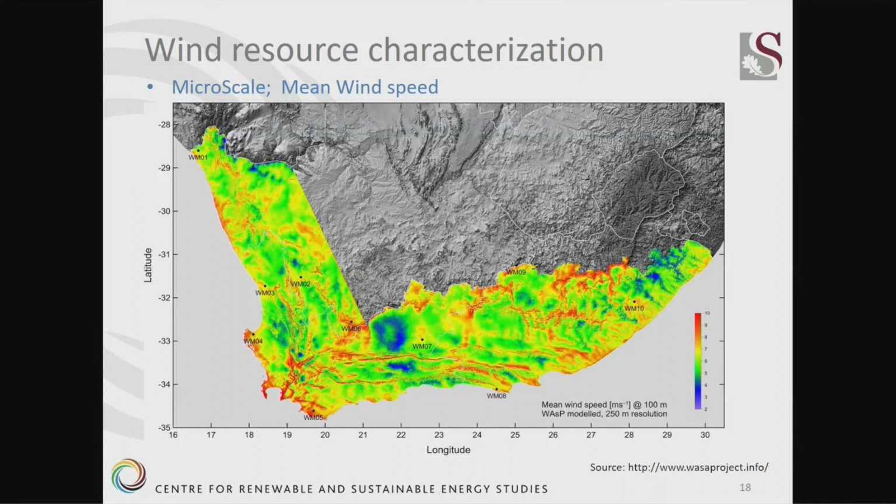It is important to note that a mean wind speed map is merely used for visualization in order to identify potential high wind resource areas. It is not used for site selection.